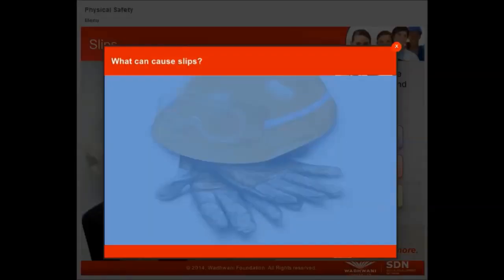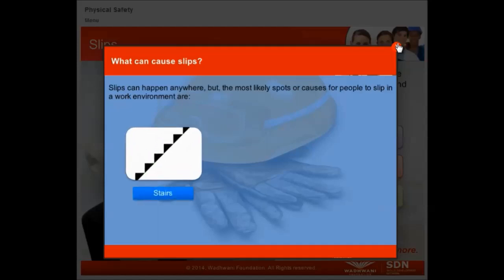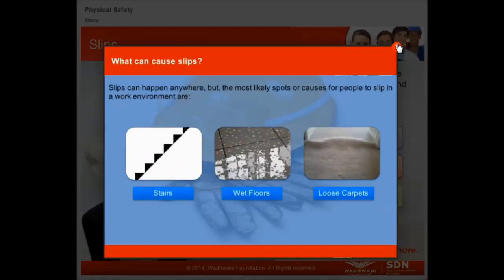What can cause slips? Slips can happen anywhere, but the most likely spots or causes for people to slip in a work environment are stairs, wet floors, and loose carpets or doormats.